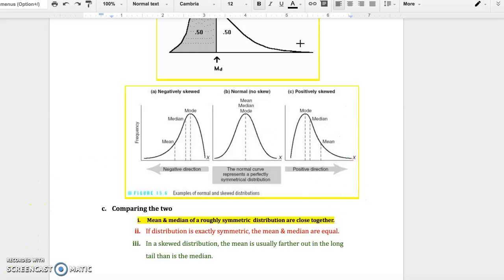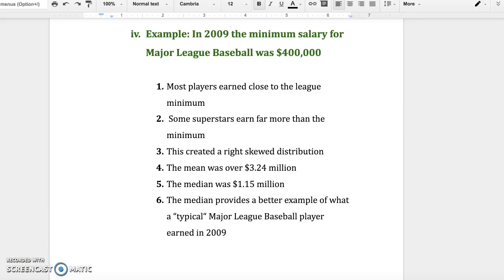Let's look at an example of this. In 2009, the minimum salary for Major League Baseball was $400,000. A lot of players earn close to the league minimum of $400,000. Superstars earn much, much more than that. So they would skew the mean in which direction? Right, because they're going to make the average much bigger. Our average that year was $3.24 million, whereas the median was $1.15 million. The median tells us that a typical player earned a little over $1 million. The mean does not tell us a typical player because it's skewed by the players who earned a lot more than the league minimum.